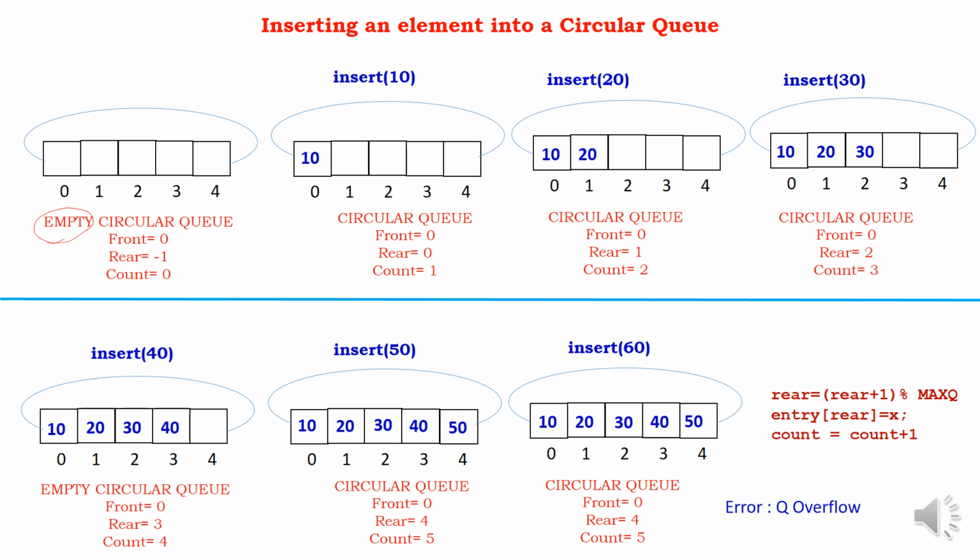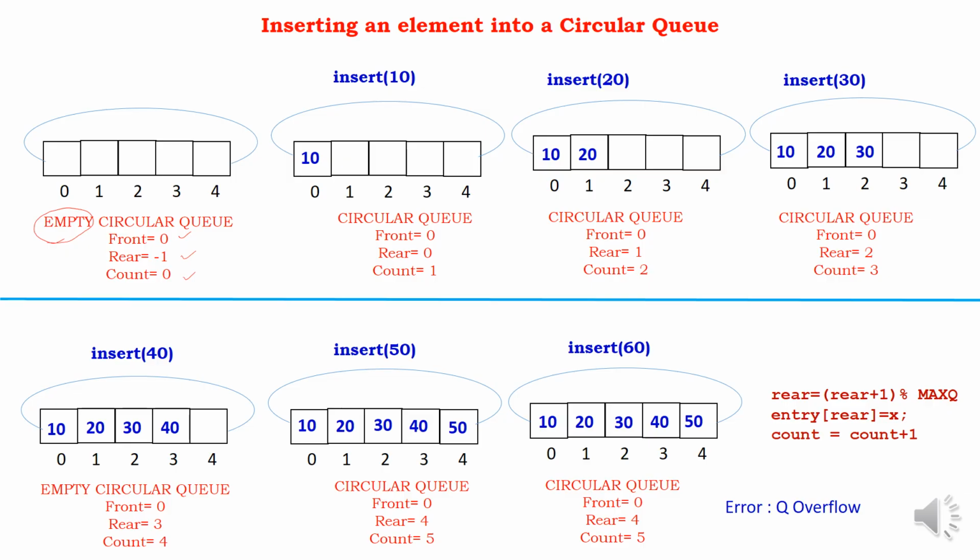Every time drawing the circular queue is somewhat difficult. So we are showing it as a linear queue, but we have to assume that it is a circular queue where the first position is adjacent to the last position. Then it is an empty circular queue. Front 0, rear is -1, count is 0. As there are no elements, count is 0.